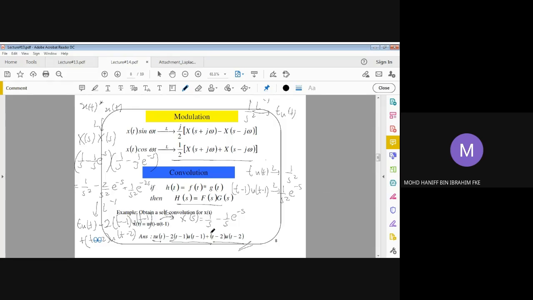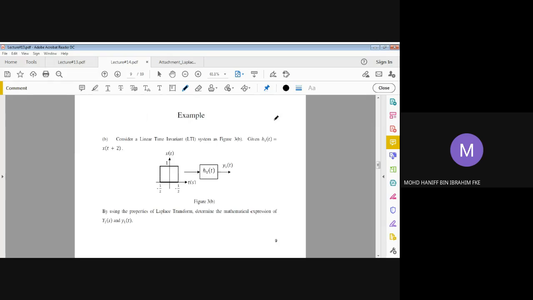Okay then. Any question for these properties of convolution? No? Okay, so let us proceed with this example here.